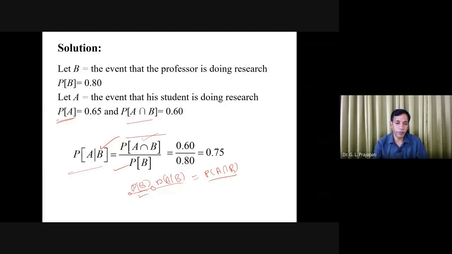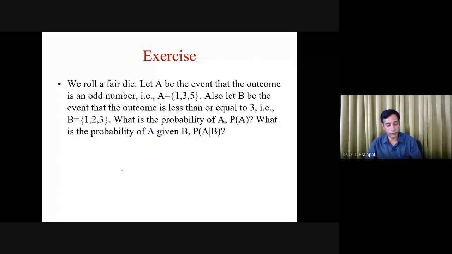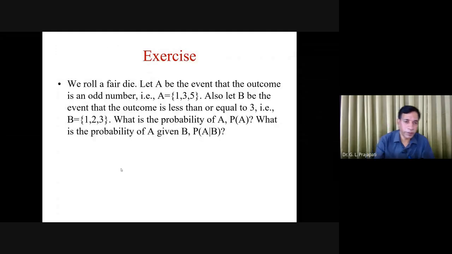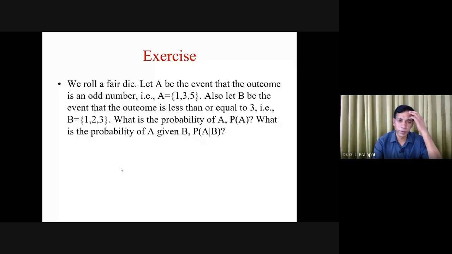So probability of A intersection B is equal to probability of A given B multiplied by this. You can solve this exercise. What this says, you are rolling a fair die, means we have the equally likely probability that the die's 6 faces, 1 2 3 4 5 6, will occur. So we roll a fair die.